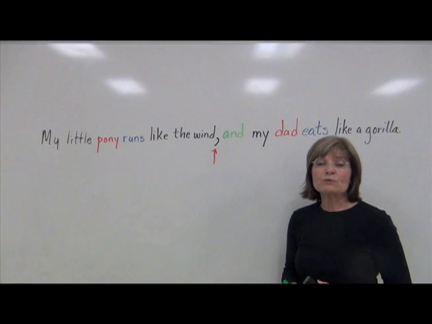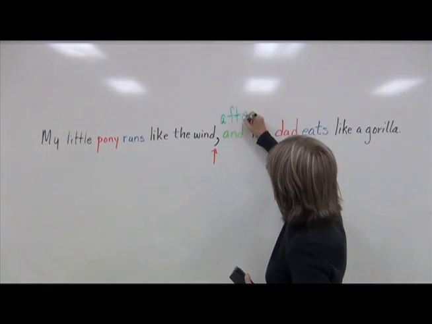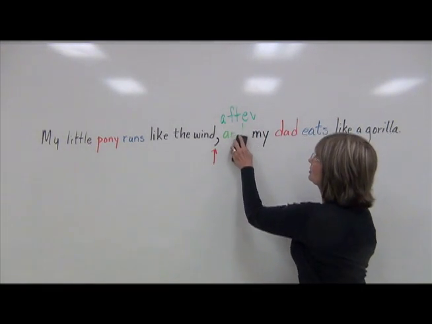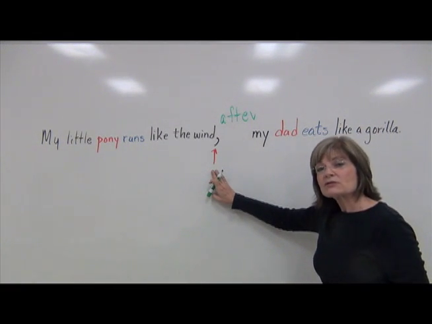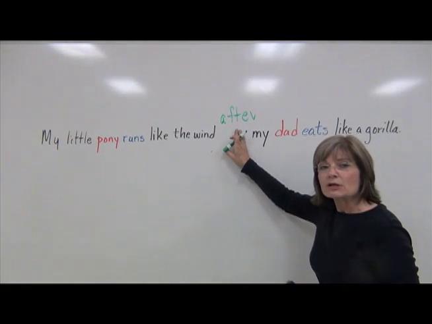The error happens when we use a connector for a complex sentence, such as after. My little pony runs like the wind after my dad eats like a gorilla. Should we keep the comma when we write a complex sentence? No, we leave it out when the connector is in the middle.